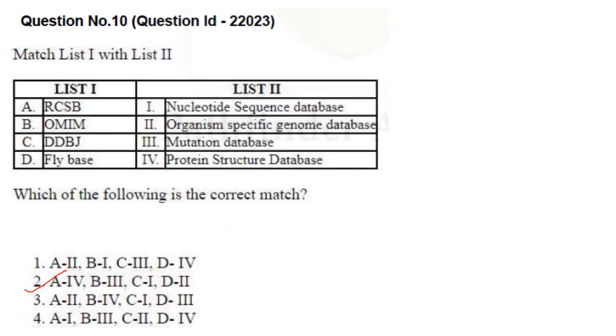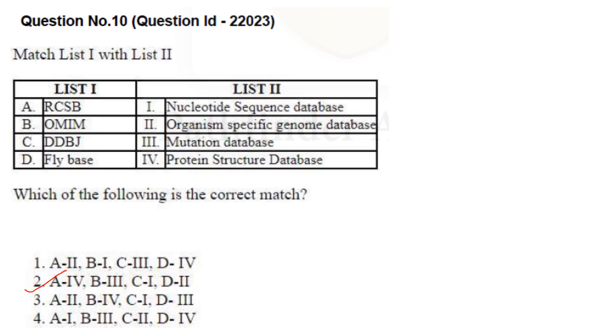Then next one. Again match the following. RCSB. RCSB is Research Collaboratory for Structural Bioinformatics. So it should be Protein Structure Database, A4. Then OMIM. OMIM is Online Mendelian Inheritance in Man. So it should be a mutation database also, B3.